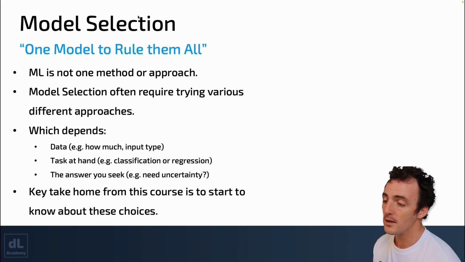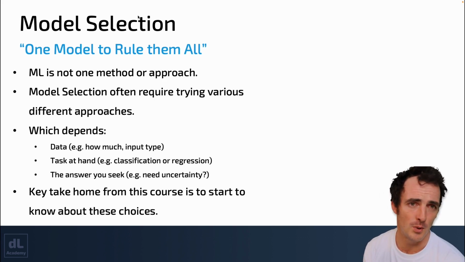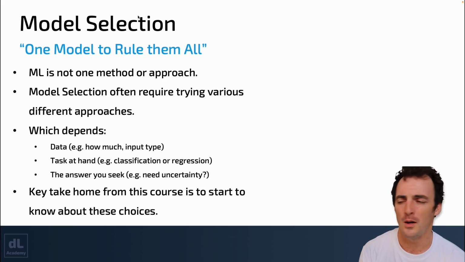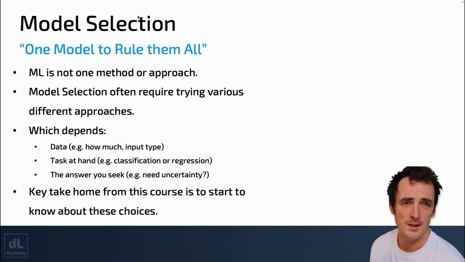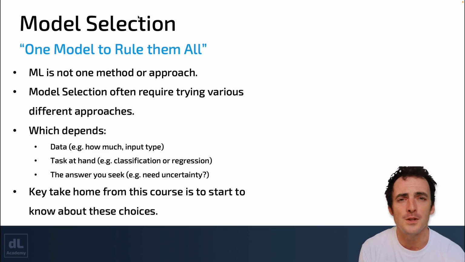The answer that you seek, right? So what do you need? Do you really care about a prediction, which you might know? Do you need an answer? Or do you actually care about uncertainty more? And if you require uncertainty, so how much should we trust this output? That leads to fundamentally different types of methods, right?